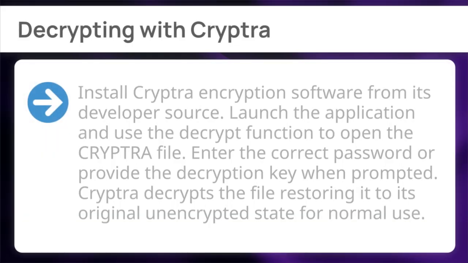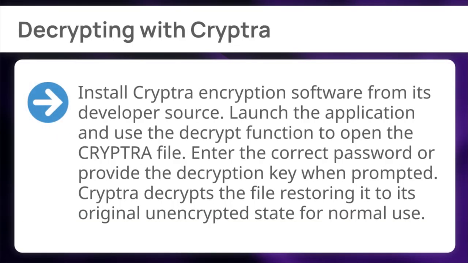First, decrypting with Cryptra. Install Cryptra encryption software from its developer source. Launch the application and use the decrypt function to open the Cryptra file. Enter the correct password or provide the decryption key when prompted. Cryptra decrypts the file, restoring it to its original unencrypted state for normal use.